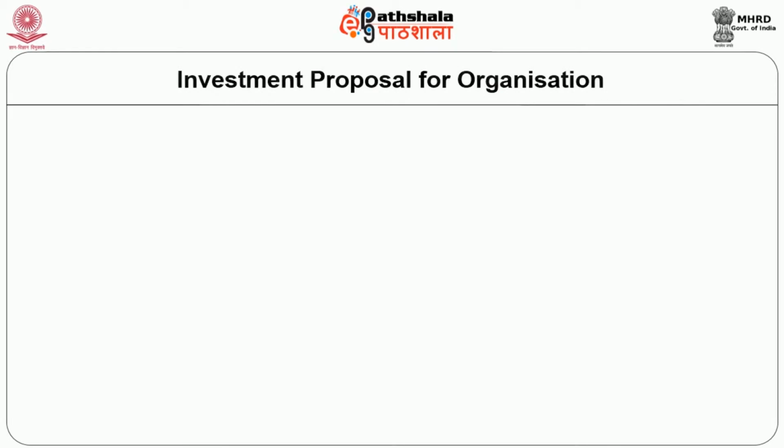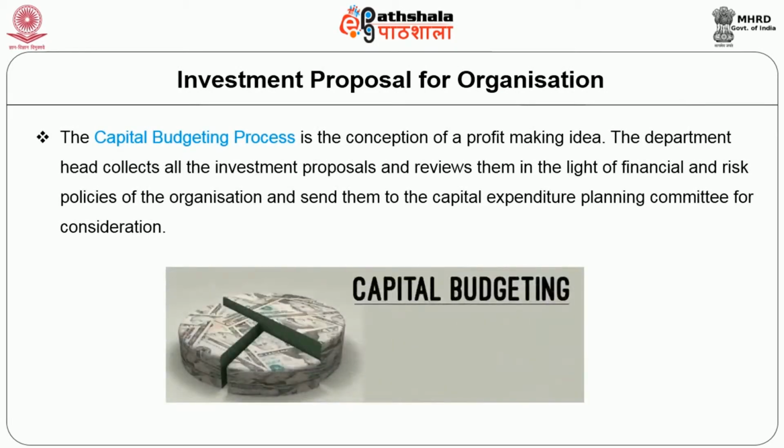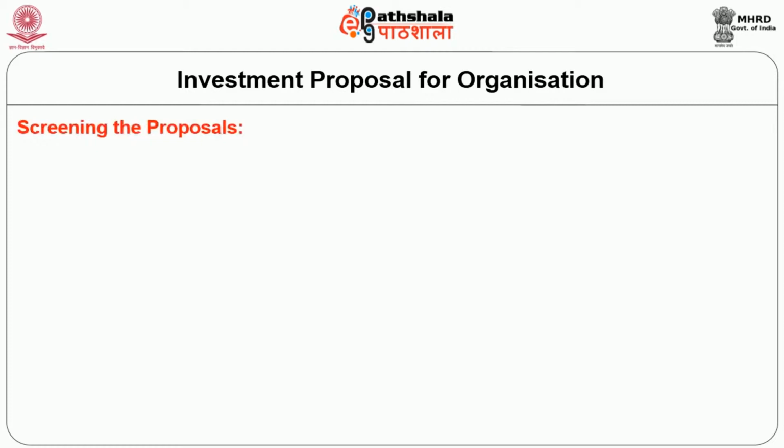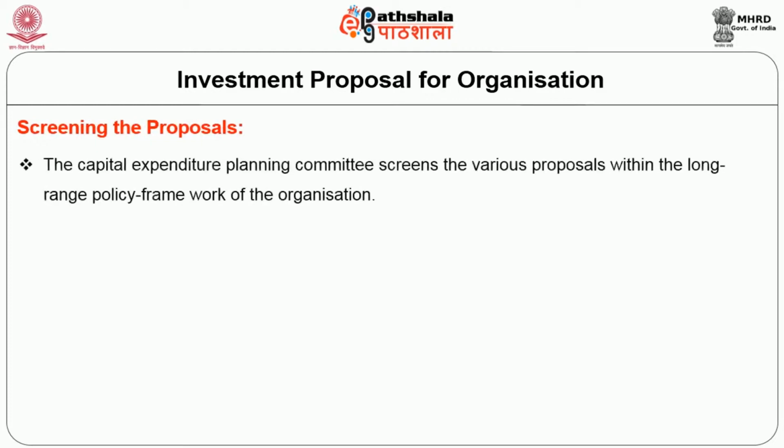Investment proposal for organization. The first step in the capital budgeting process is the conception of a profit-making idea. The department head collects all the investment proposals, reviews them in the light of the financial and risk policies of the organization, and sends them to the capital expenditure planning committee for consideration. Screening the proposal. The capital expenditure planning committee screens the various proposals within the long-range policy framework of the organization.